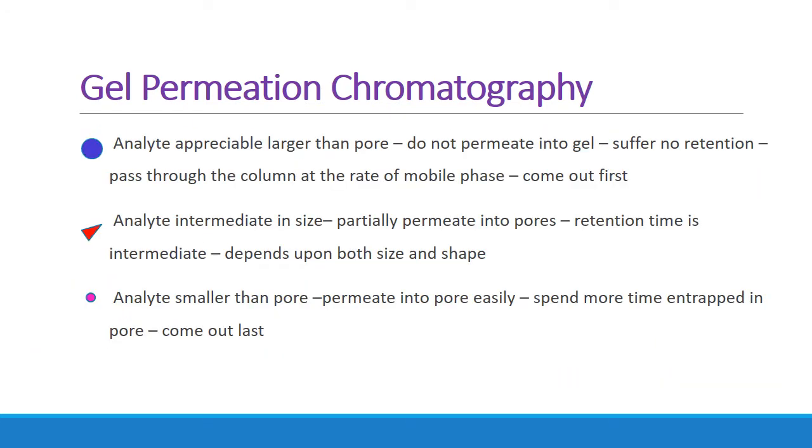The result is that those analytes which are appreciably larger than the pore and do not permeate into the gel suffer no retention. They pass through the column at the rate of the mobile phase and come out first. Analytes of intermediate size which partially permeate into the pore have a retention time which is also intermediate between the two extremes. The value depends upon both size and shape. Analytes which are significantly smaller than the pore permeate into the pore easily. They spend more time trapped in the pore and come out last.